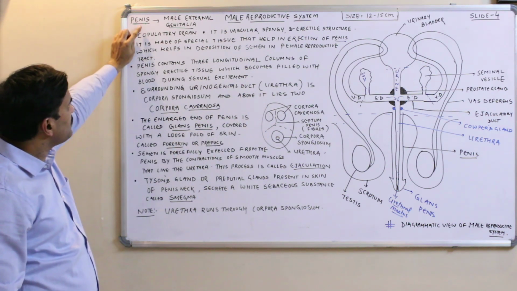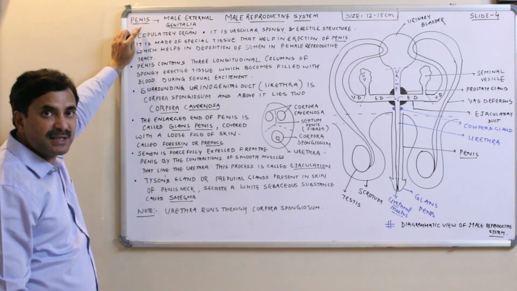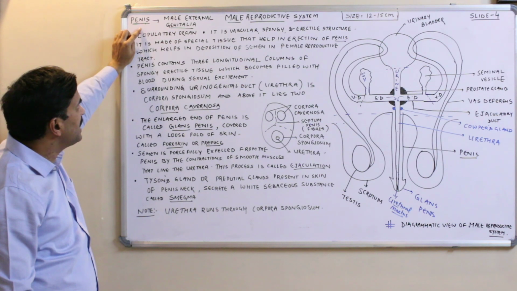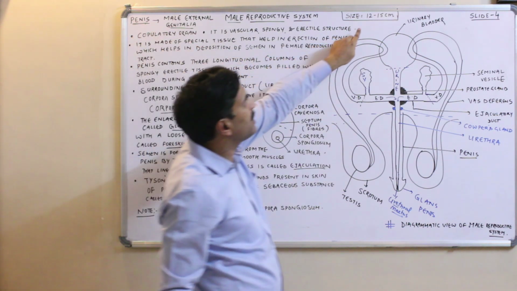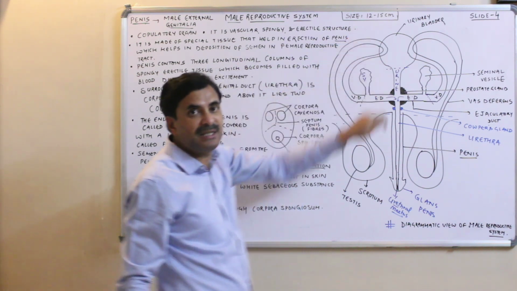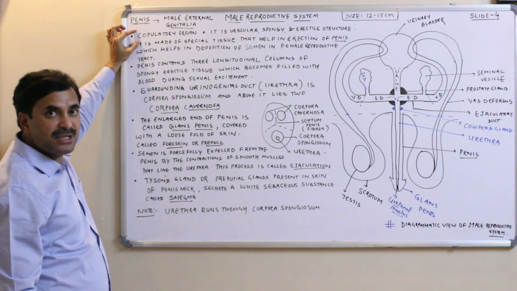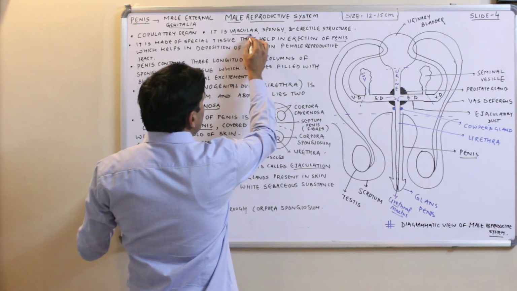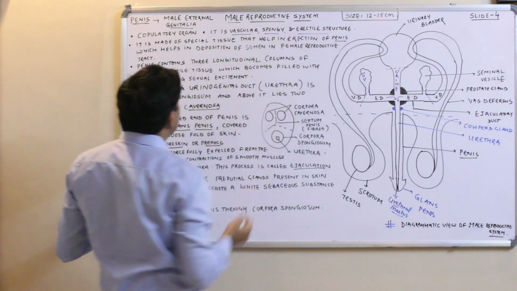Now see here, the penis is the male external genitalia. Now we are discussing the external genitalia of the male reproductive system, and we know very well that the male external genitalia is the penis. The size of the penis on average is 12 to 15 centimeter, and it is treated as a copulatory organ. It is vascular, meaning it has a rich supply of blood. It is a spongy and erectile structure.